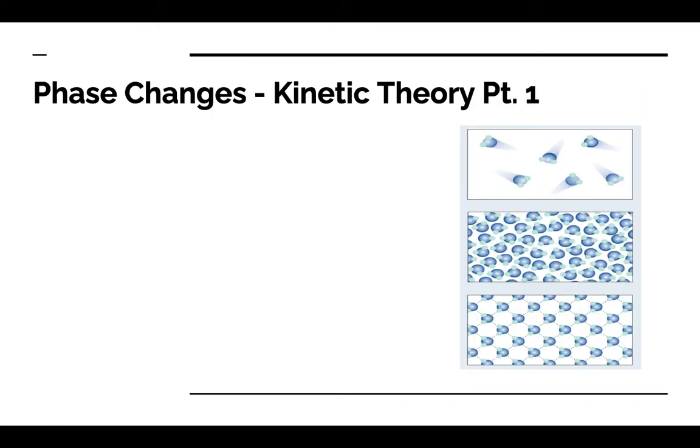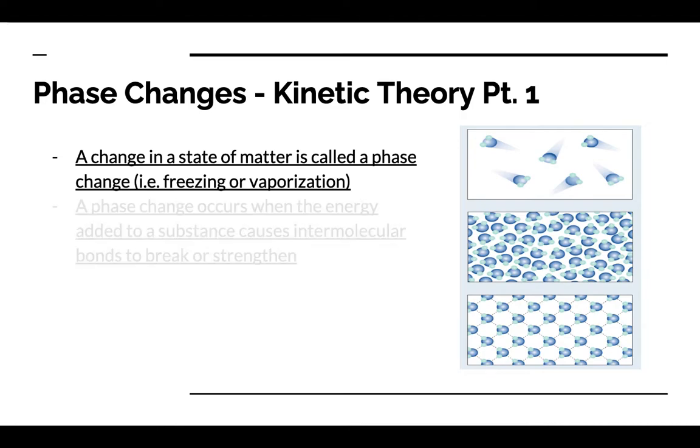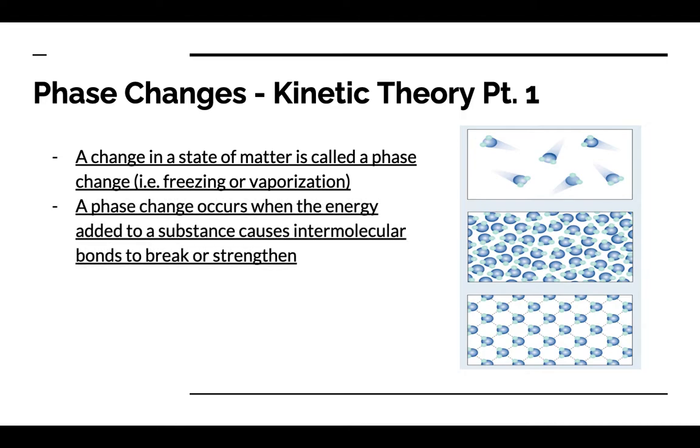Okay. So phase changes. How to explain phase changes within the context of kinetic theory? A phase change is a change of state of matter, like freezing or vaporization, or if you go in the opposite direction, melting or condensation. So a phase change occurs when the energy added to a substance causes intermolecular bonds to weaken.